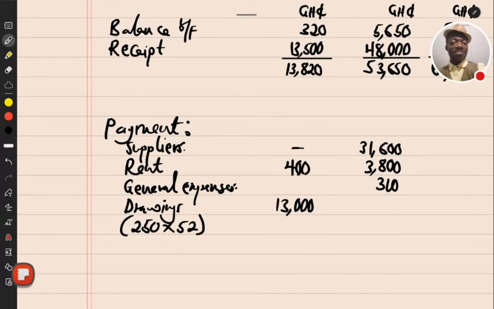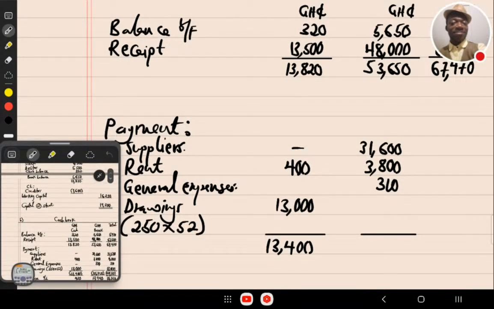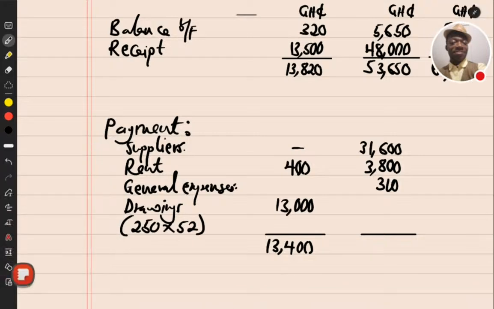Then we also add the totals for the payment. So we add them here. You're supposed to get 13,400. Then what are we getting? I think I had a total figure of 35,710. So that's the total for that. So we're going to subtract these total figures from their total receipt figures in that case.